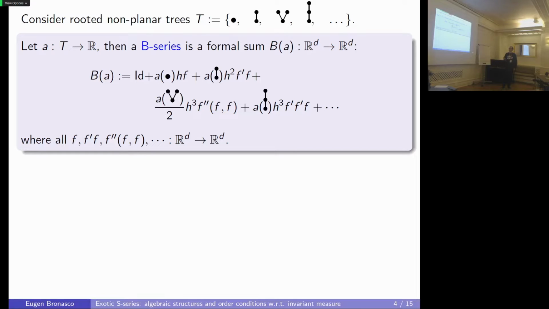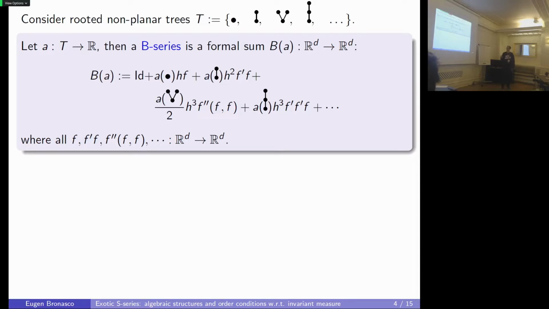Here we use the correspondence between vector fields and rooted trees. For example, we have hf, which corresponds to a single vertex tree. Here we have f''(f,f), which corresponds to this V-shaped tree, and so on.